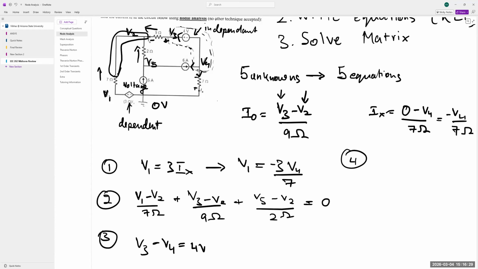Let's try to account for all the currents. There's I naught leaving. So V3 minus V2 over 9 ohms again. That's leaving over here. Now there's two currents leaving at the bottom. So there's a 6 amps coming in, so negative 6 amps is leaving, right? And then we have this leaving over here, which is V4 over 7 ohms, which is negative Ix. All of these add up to 0. So that's our fourth equation.